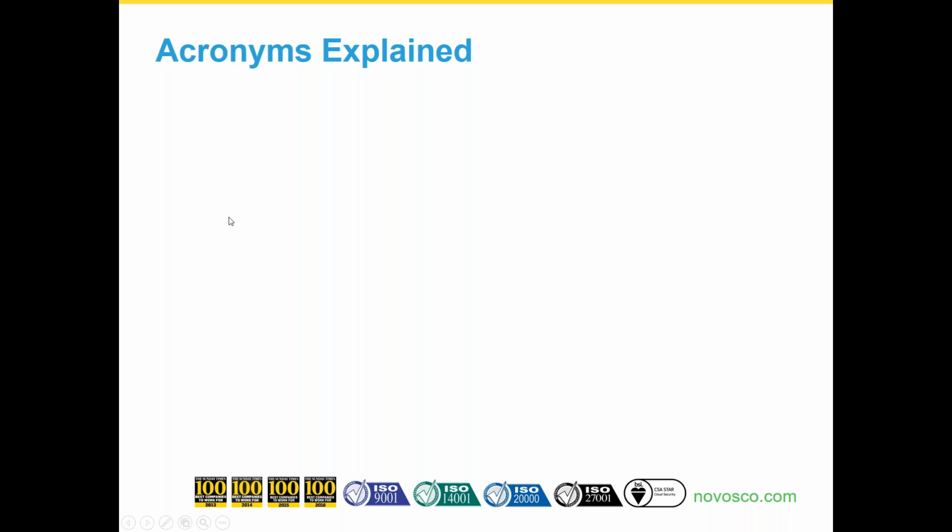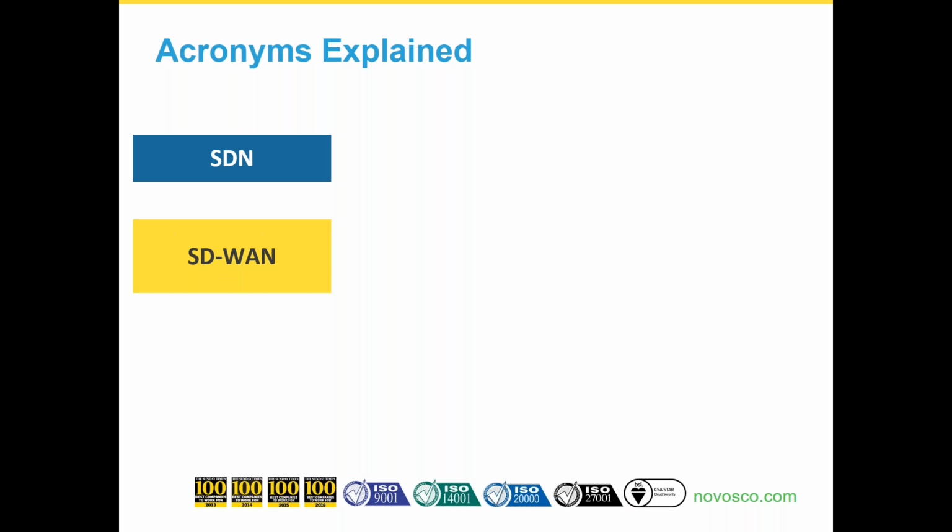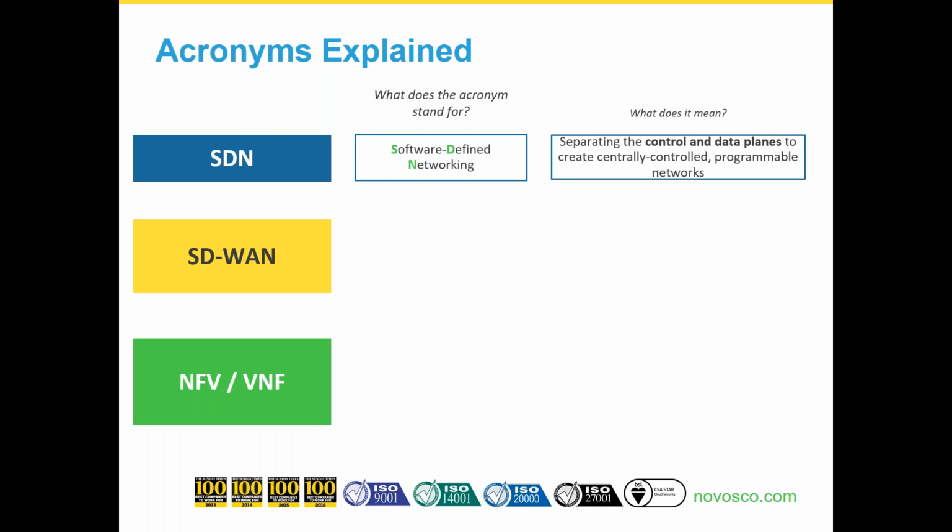So, software-defined networking, or SDN. That's the first acronym you're going to come across. The second one that you'll probably have heard me mention already is SD-WAN. And then sort of interlaced between these two are 2 further acronyms, which are NFV and VNF. Those 2 are really interswappable. So let's talk about what they stand for.